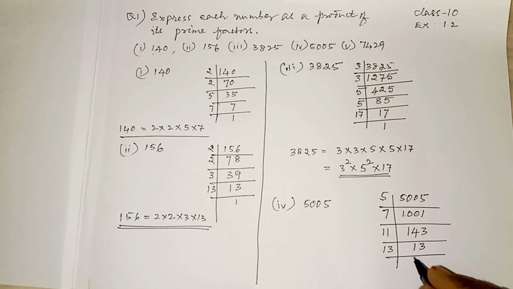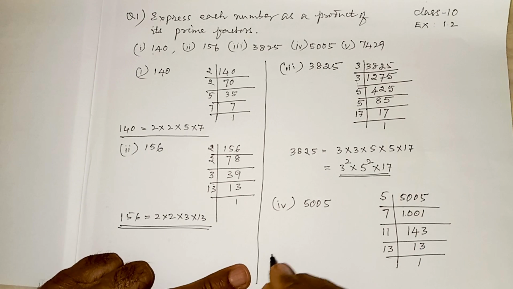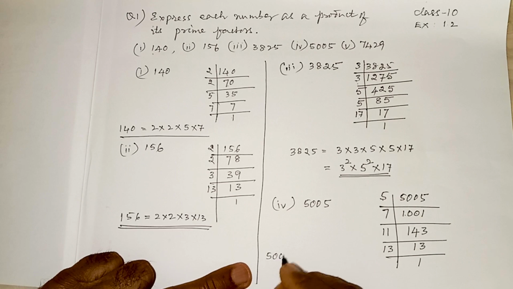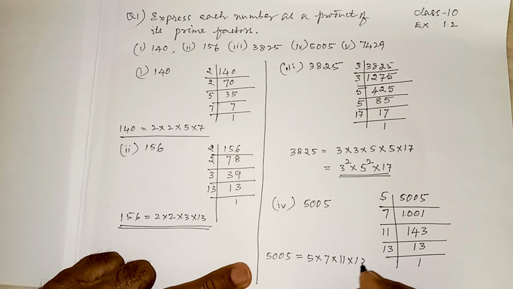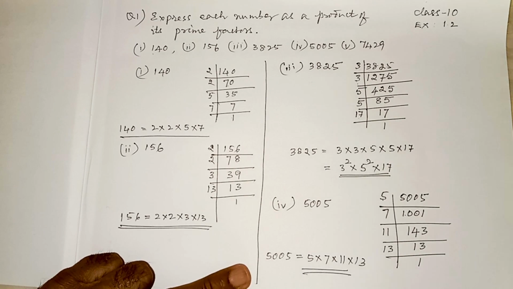You only have to try with 13. 13 one time is 13. Now the answer is, the factors of 5005 are 5 into 7 into 11 into 13. This is your answer.